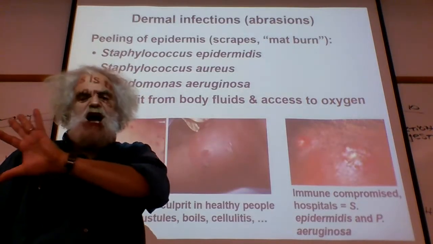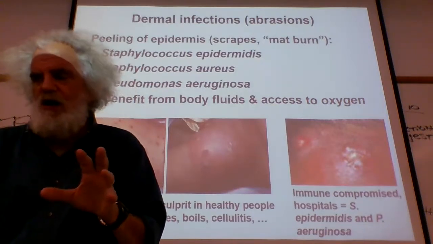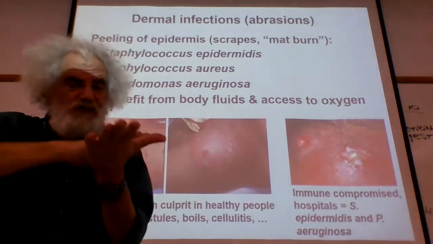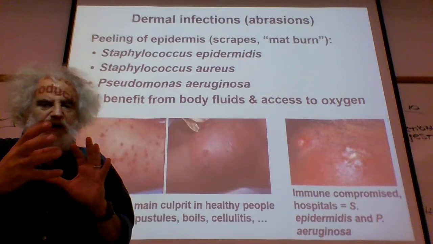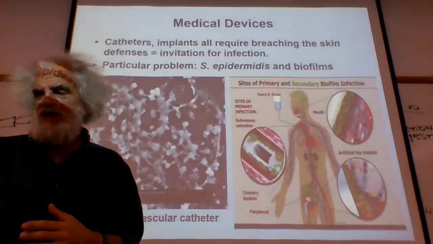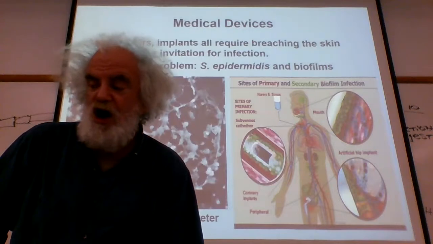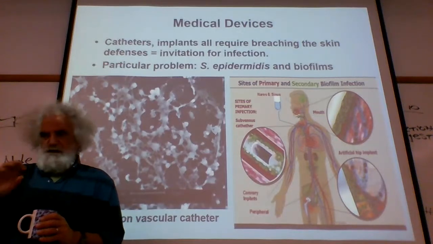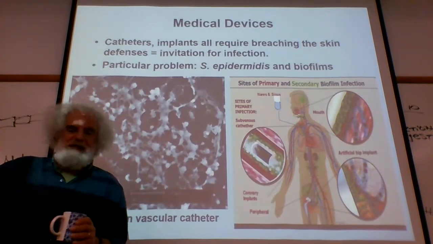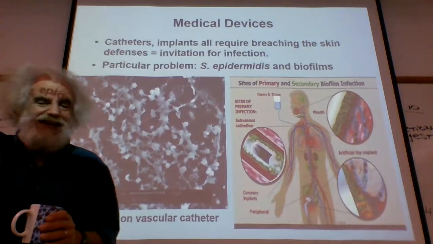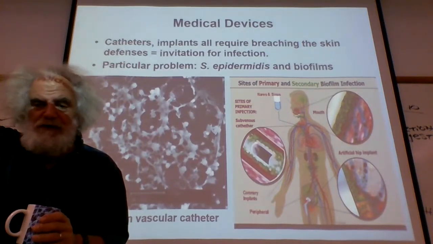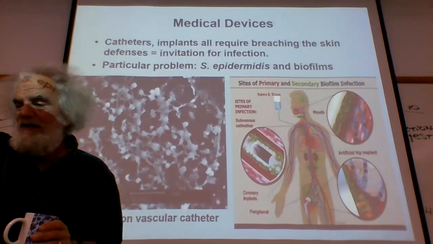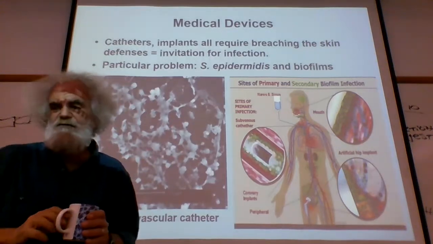So these kinds of surface infections are working on the fact that we've got various body fluids. They have good access to oxygen because it's on the surface, and they're kind of designed to fit into that sort of environment, that sort of niche. Other issues that are a problem for these bacteria that are on the surface of skin getting into places where they don't belong, things like catheters and various implants. These are all going to require breaching the skin defenses, and that is an obvious opportunity for infection.